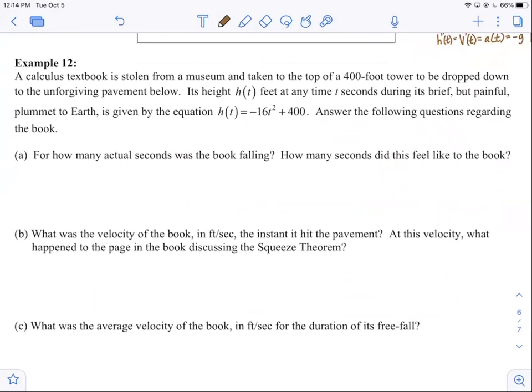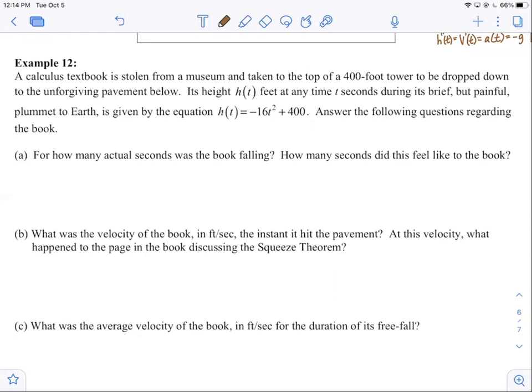A calculus textbook is stolen from a museum, right? Which is, aside from my bookshelf up here, one of the few places you can still go to find a calculus textbook, right? Because everything's online now or on this little iPad. So anyway, who would do such a dastardly thing? I don't know. Maybe on TikTok there was like a challenge, right? Go steal a calculus textbook from a museum. Maybe so.